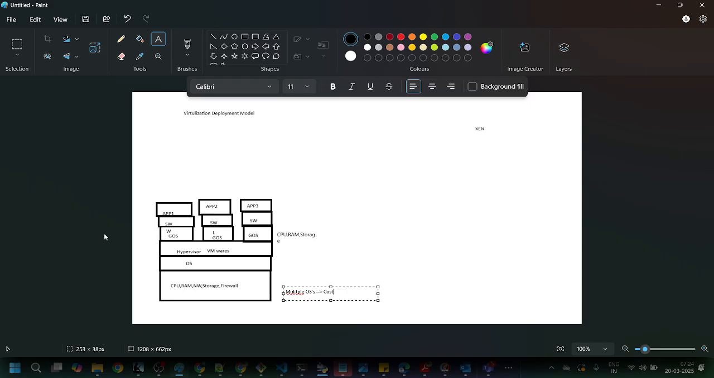Okay, so here the hypervisor is doing the virtualization at the hardware level. For each application, you need to buy multiple OSs, so you need to spend a lot of cost on that.